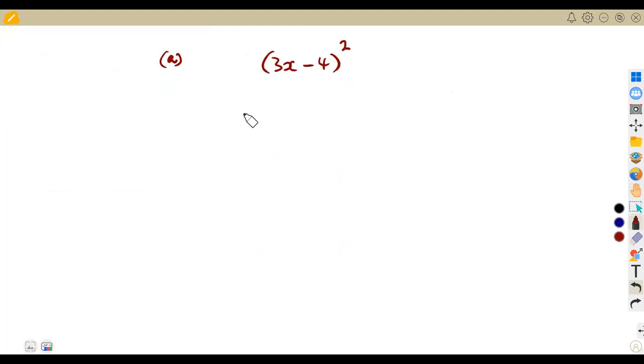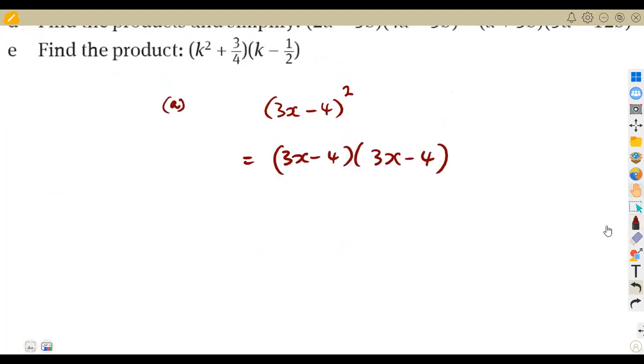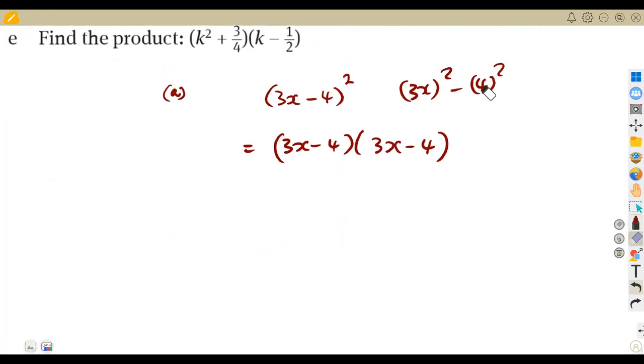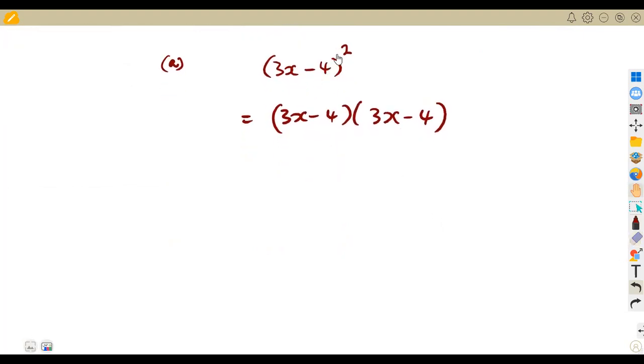It means I've got 2 brackets that I have to consider: (3x - 4), another bracket of (3x - 4), like this. I've got 2 brackets. Not to say I'm going to multiply this as (3x) squared minus 4 squared. This is totally wrong. You cannot expand that way. It means you've got 2 brackets that you are supposed to expand.